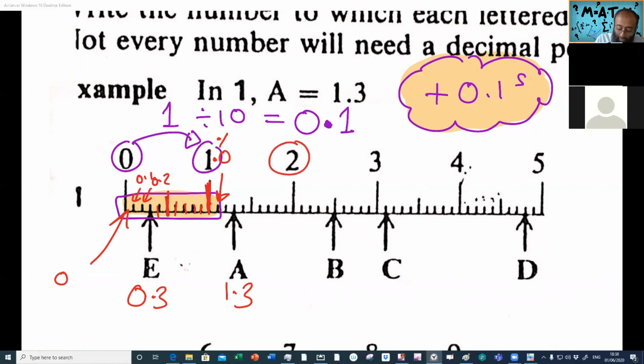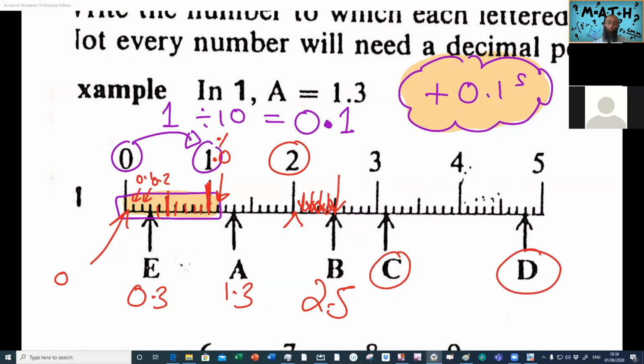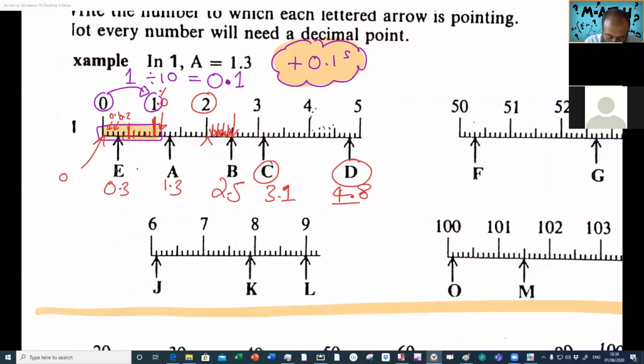Start from here now. 2. What's the next number? 2.1. 2.2, 2.3, 2.4, and 2.5. So each little jump is worth 0.1. So we are counting in jumps of 0.1. So what is C and D going to be then, Aisha? 3.1. Beautiful. And 4.8. Beautiful. That is delicious answers. I love it.